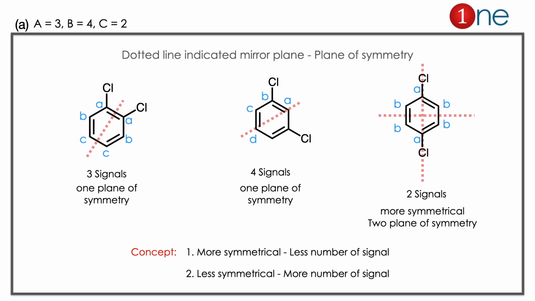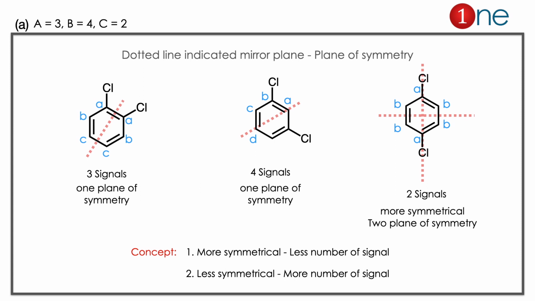If you look at B, it has a plane of symmetry and it has 4 signals. The plane of symmetry is indicated as a dotted line. The carbon in the middle is A, then B comes chlorinated, then C, then D. Totally 4 signals. If you look at C, it's the most symmetrical one. It has 2 planes of symmetry. Since it has 2 planes of symmetry, it has only 2 chemical shifts, which are the chlorine-attached one and the nearby one. So the answer is A.